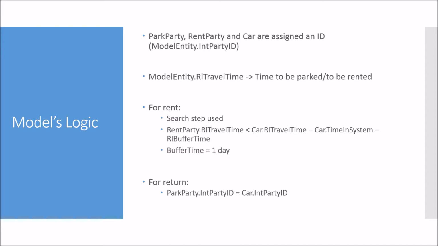In order for an entity to be able to rent a car, it had to fulfill this condition, that is that rent party dot real travel time has to be less than car real travel time minus car timing system minus real buffer time. So this state right here, a buffer time is 1 day, and it's because of the assumption that we made at the beginning that the cars had to be returned at least 1 day before the owner returns. And on the other hand, once a car is returned to its owner, it has to fulfill this condition, that is that the IDs have to match.